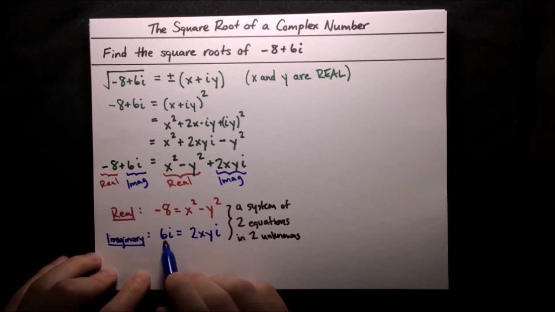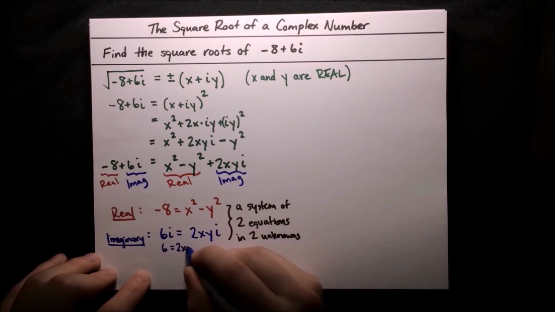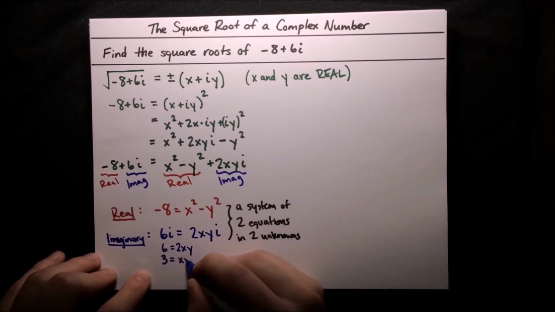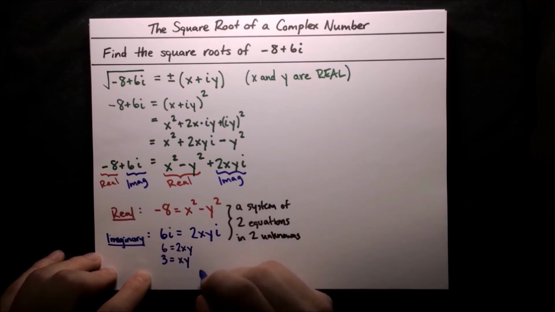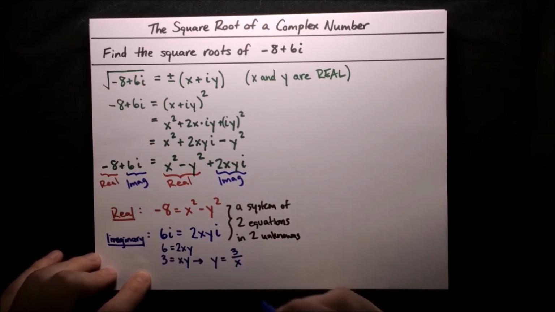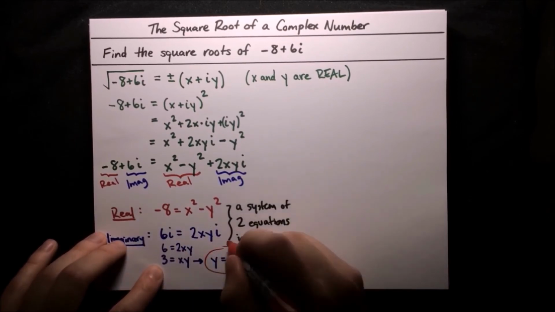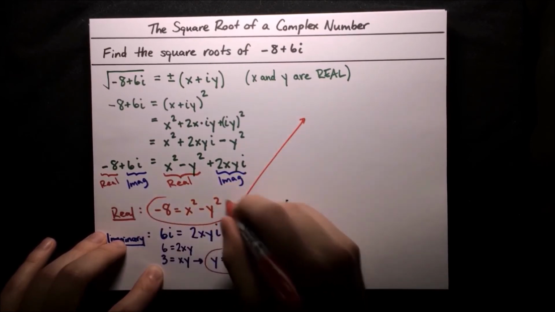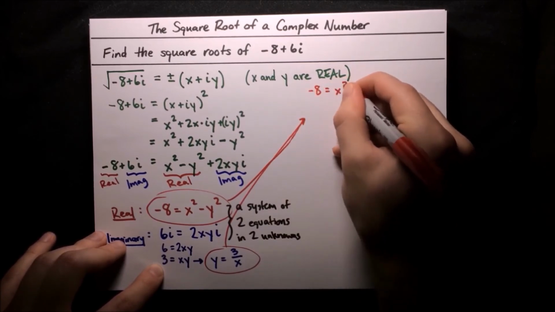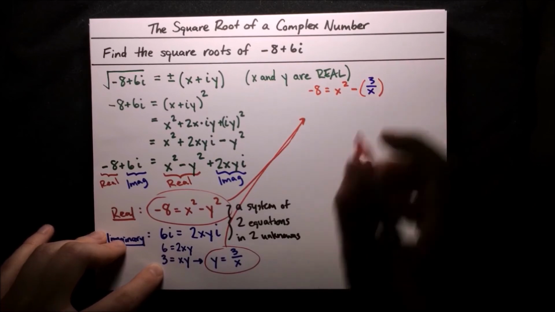So why don't we first clean up the imaginary equation. We've got an i on both sides, so we can divide out by i, get 6 equals 2xy, and then we can just divide by 2 on both sides, get 3 equals xy, and then to solve for y, we just divide by x. So we get that y is equal to 3 over x. Great, so then we can substitute that into the real equation. Alright, so we'll have -8 equals x squared minus the quantity 3 over x squared.